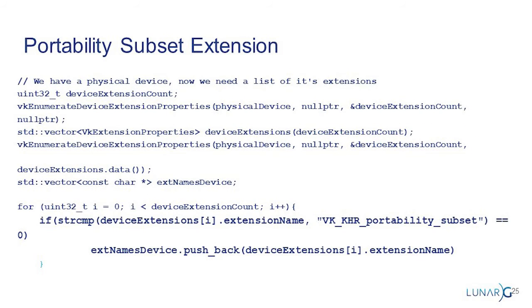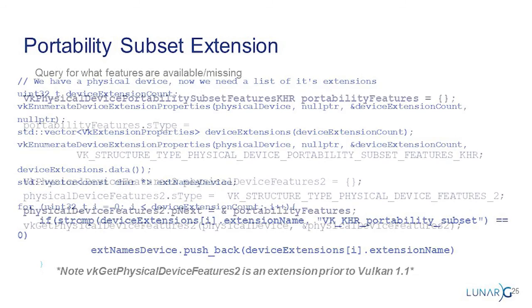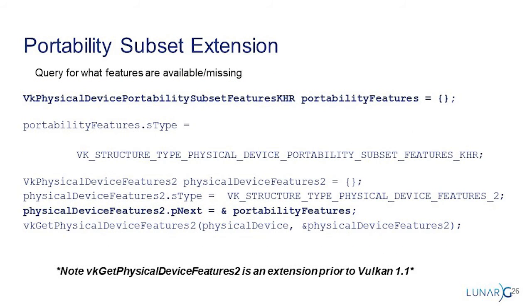So again, more kind of boilerplate. You create one of these portability subset structures, and you pass it in your pNext, excuse me, in your get physical device features 2. Now, get physical device features 2, I got ahead of myself. This was an extension prior to Vulkan 1.1. So if you're targeting Vulkan 1.0, but you kind of expect to find this, you need to query for it as well and turn that on.